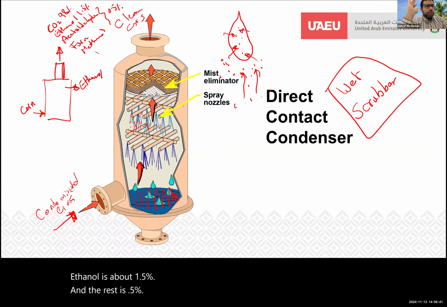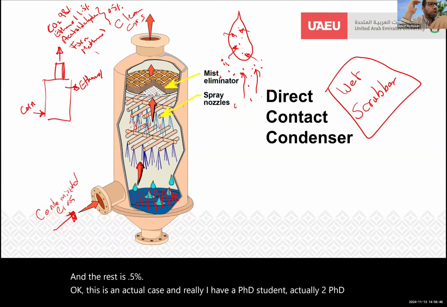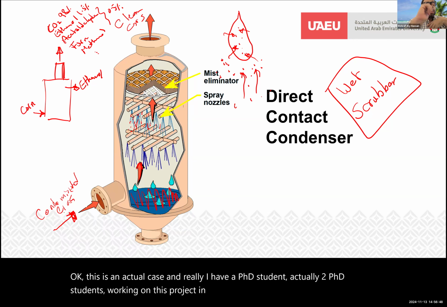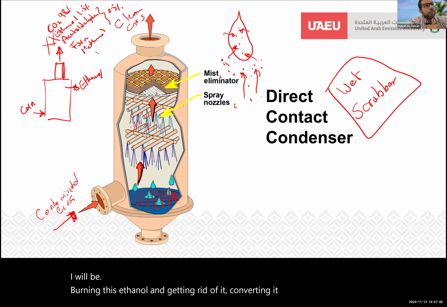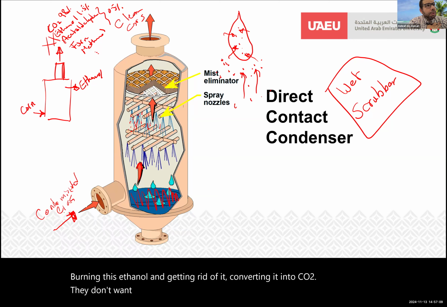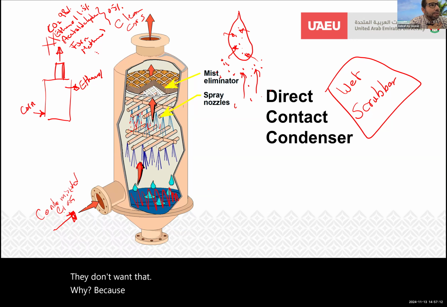Okay, this is an actual case. And really, I have a PhD student, actually, 2 PhD students working on this project in America. So if I burn this stream, if I put it in an oxidizer, I will be burning this ethanol and getting rid of it, converting it into CO2. They don't want that. Why? Because the CO2 is their product. They sell it. It actually has a price. Why would they burn it?